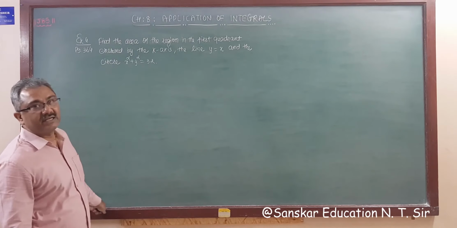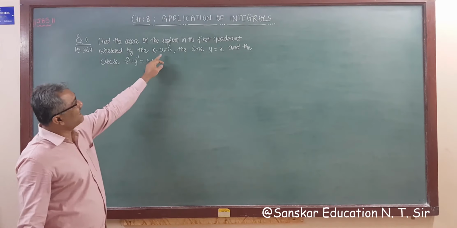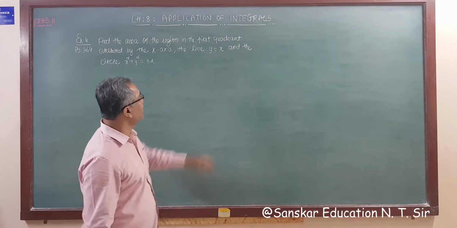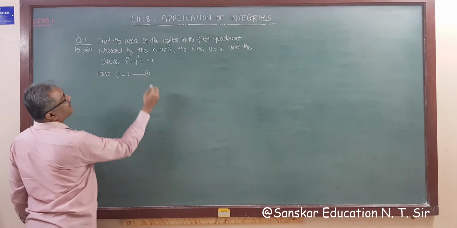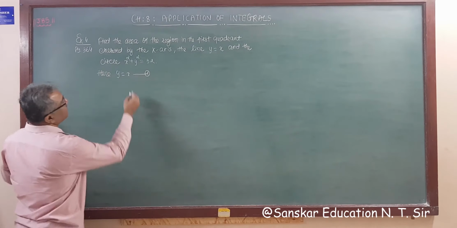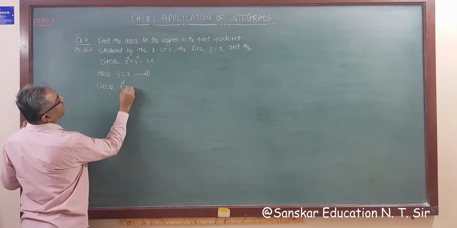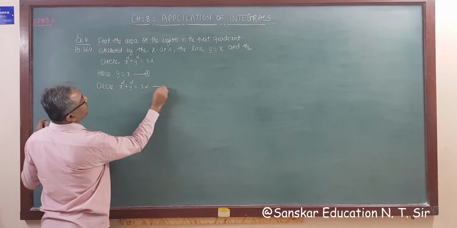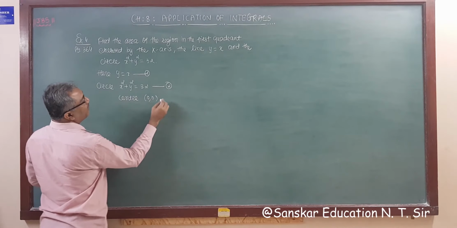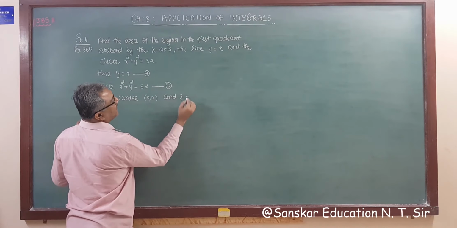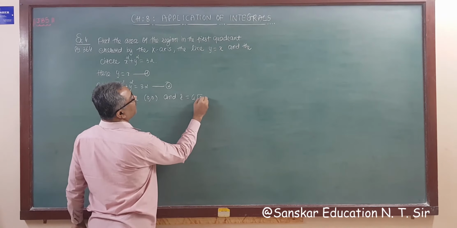Example number 4, page 364. Find the area of the region in the first quadrant enclosed by the x-axis, line y is equal to x, and circle x square plus y square equal to 32. So the first line is given here, y is equal to x, say equation number 1. And the circle is given as x square plus y square is equal to 32, say equation number 2. Center is 0 0 and radius r is equal to root 32, that is 4 root 2.